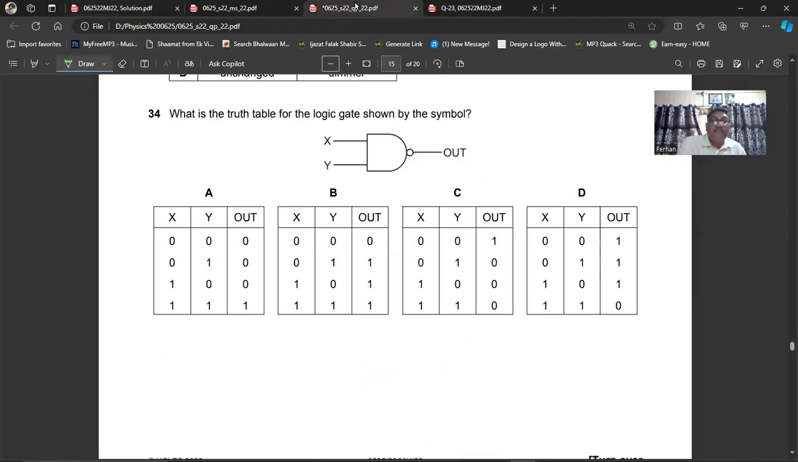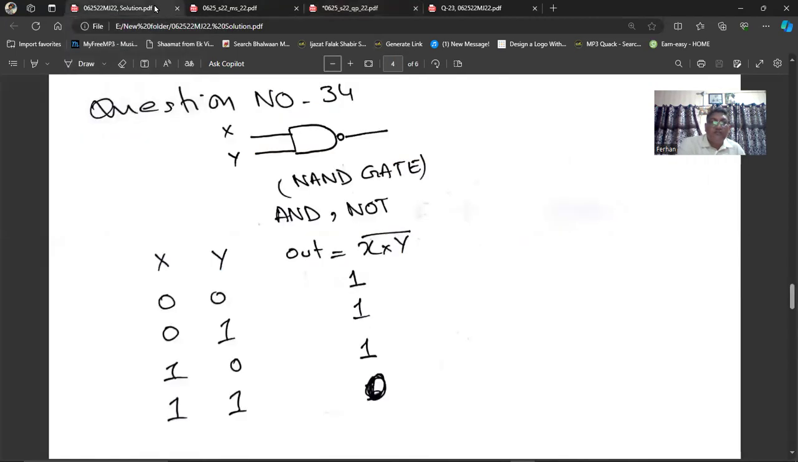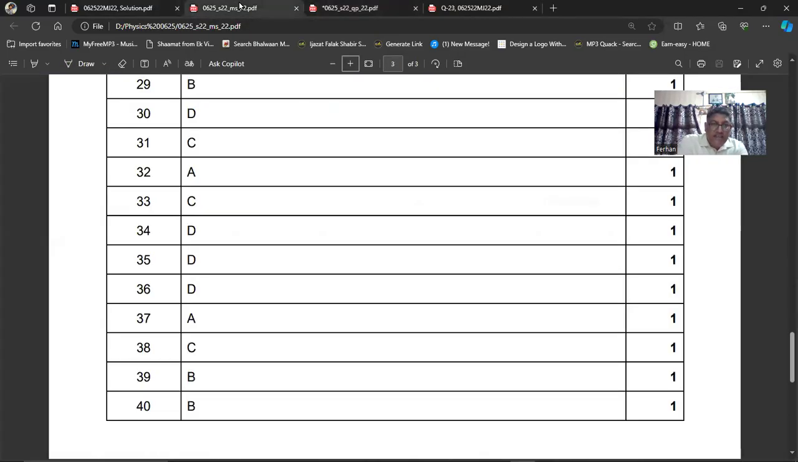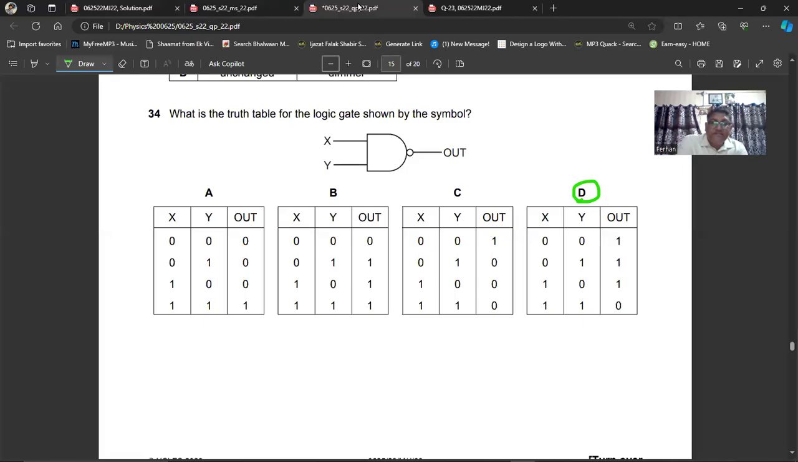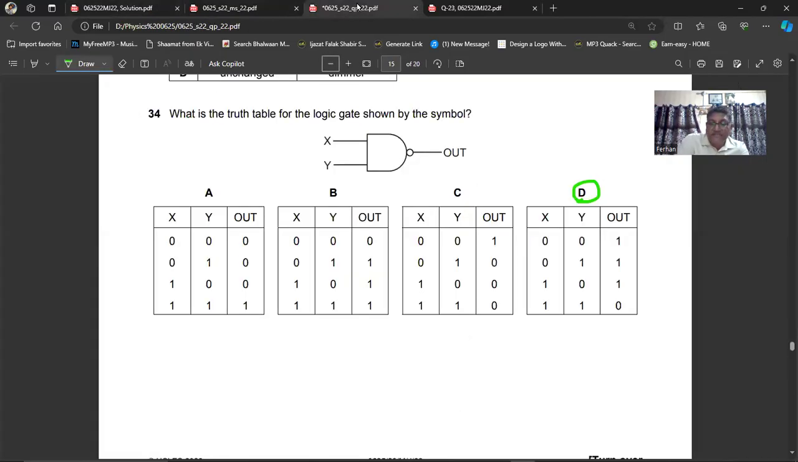So what's the choice? Let me show you. 1 1 1 0. Okay, 1 1 1 0. So this is that truth table. So D is the right truth table. Question number 34. D is the right truth table, so our answer is right. You see, this is the truth table which I made. This is an AND gate and then a NOT gate.